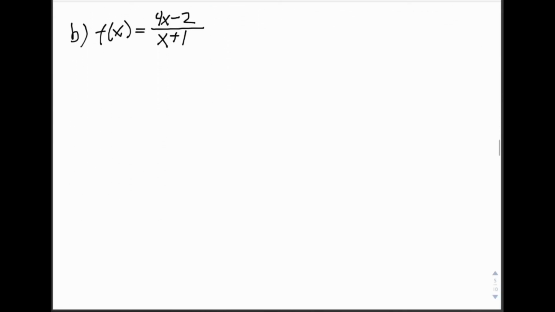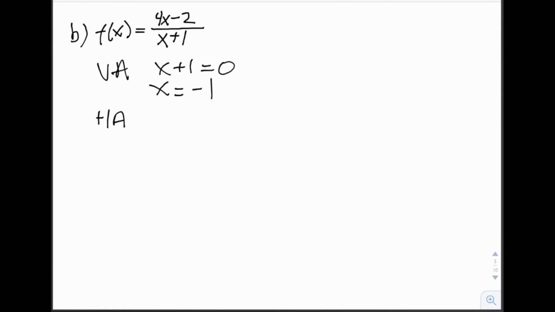So B, we're dealing with 4x minus 2 divided by x plus 1. Let's figure out what our vertical asymptote is. So for vertical asymptotes, we want to set that bottom equal to 0. So x plus 1 equal to 0, or in other words, x is equal to -1. And we are finished with our vertical asymptote.